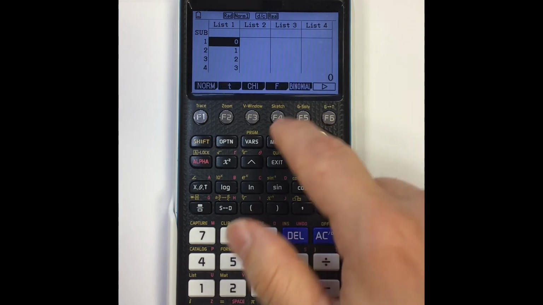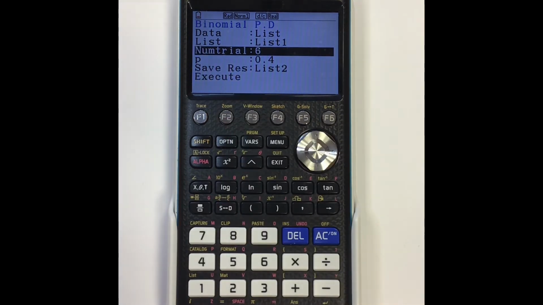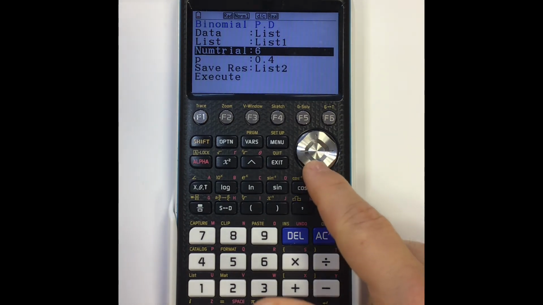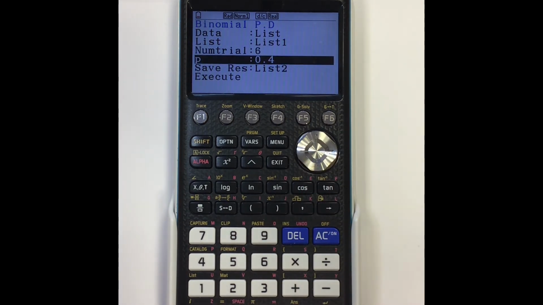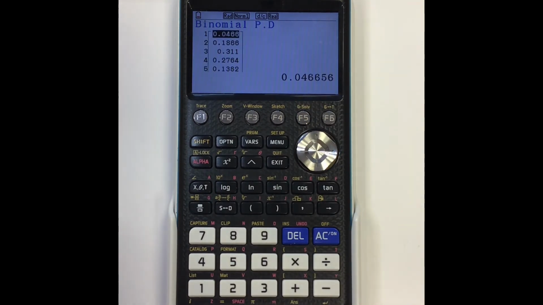Then go to the distribution, binomial probability distribution. My data is going to come from list. My discrete random variables come from list 1, number of brown eggs. And then number of trials: how many eggs in one box? 6, right? Okay. What is the brown egg probability in one box? 0.4. This is also okay. We need to save our data in list 2. Here are the probabilities for the number of brown eggs in one box.